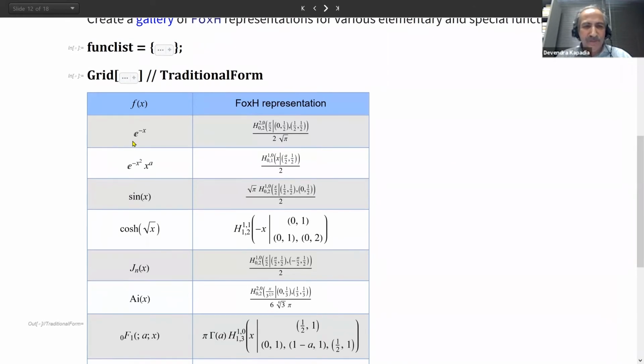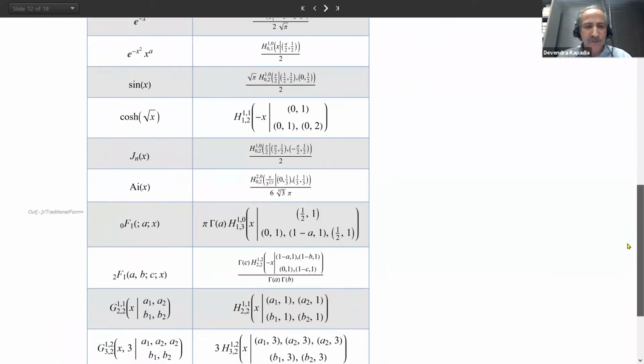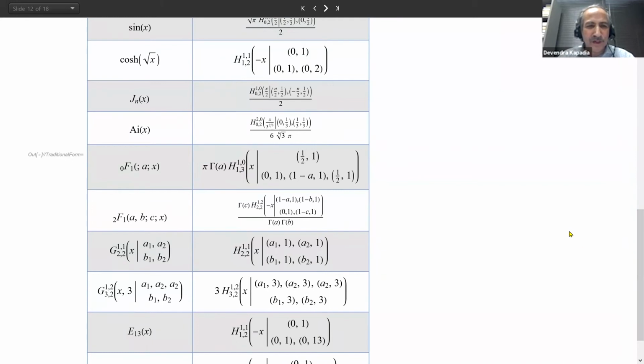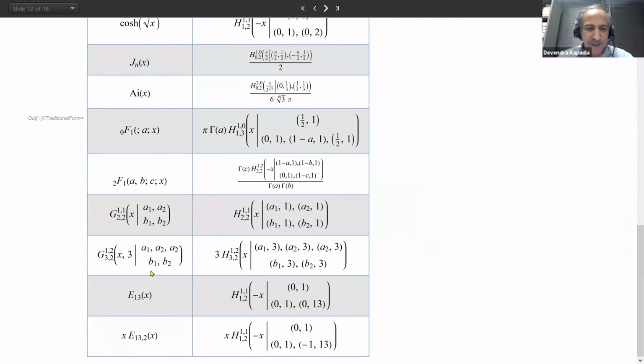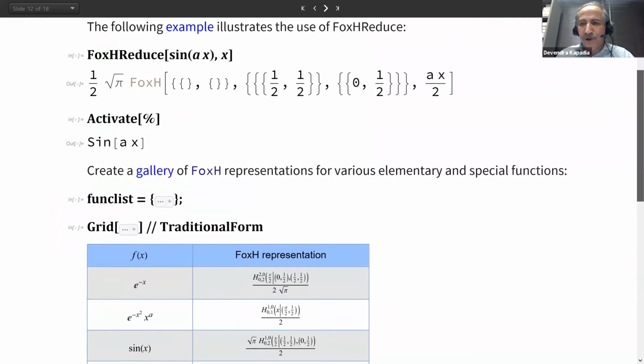So here's the exponential function. It's FoxH, polynomial, exponential, it's FoxH, trig, hyperbolics, all kinds of stuff just works beautifully with the FoxH function. Bessel, Airy, hypergeometric, Meijer, and the Mittag-Leffler function, which you see over here, which actually is the analog of the exponential function for fractional differential equations. So when you solve a differential equation with constant coefficients, you get exponentials. When you solve a fractional differential equation with constant coefficients, you get the Mittag-Leffler function. So FoxHReduce is a wonderful new function in 13.0.